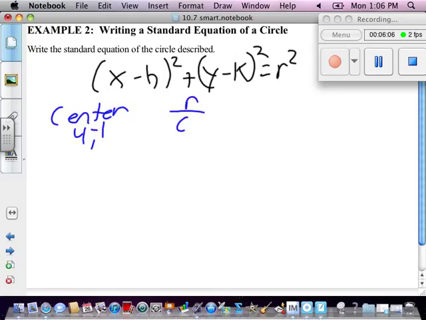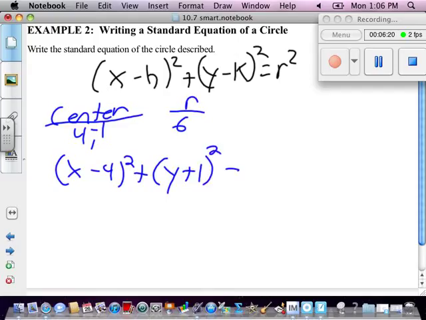I'm going to do the first one, and then we'll help with the others. So we just do x minus 4 squared. See, the x goes with the x. That makes sense, right? Plus y plus 1 squared equals 6 squared, which is 36. Does that make sense to everybody? Should we do one of these together? Can we do the next one?